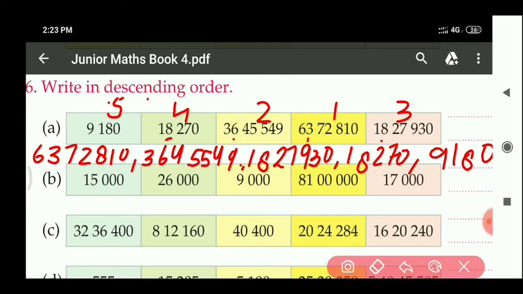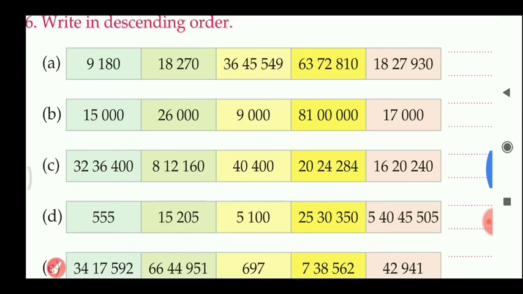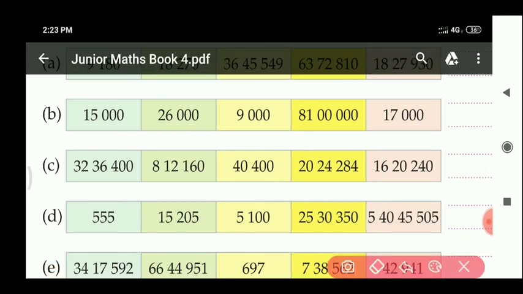Similarly, the next part also we will do as I did the first part. B part also like this only. See this. In this: 15,000, 26,000, 9,000, 81 lakh and this is 17,000. One number is coming up to 10 lakh, three other numbers are coming up to 10,000 and one is coming up to 1,000 only.